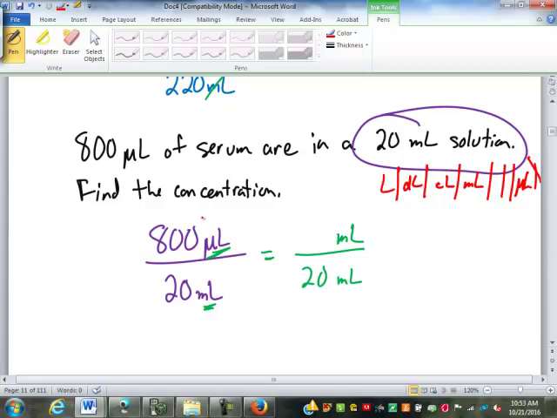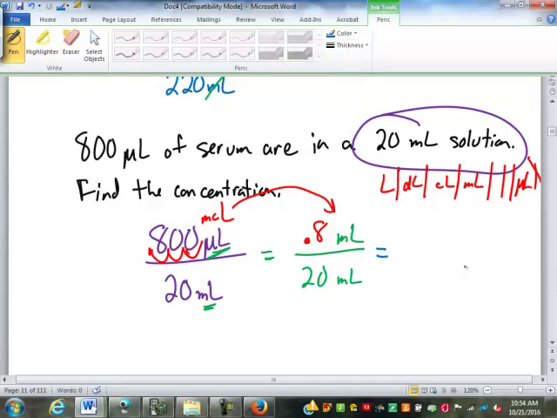Now, in the medical field, I probably should have abbreviated that MCL instead of MUL. Medical field tends to use MCL just because it's easier to keyboard into a computer. But anyway, a milliliter is much bigger than a microliter. So to go from micro to milli, the units are getting larger, so the number has to get smaller. Dividing by 1,000 is 3 decimal places. So that's actually 0.8 milliliters.